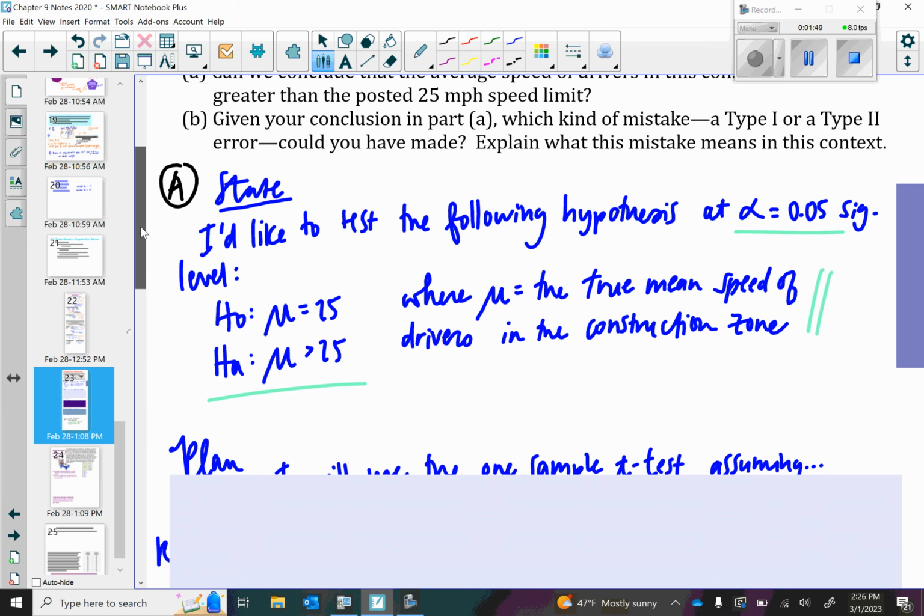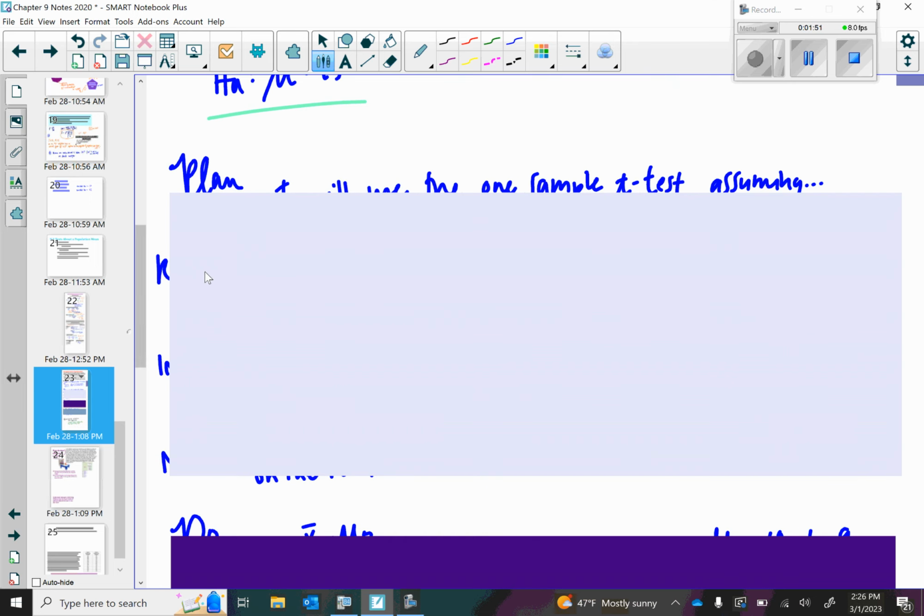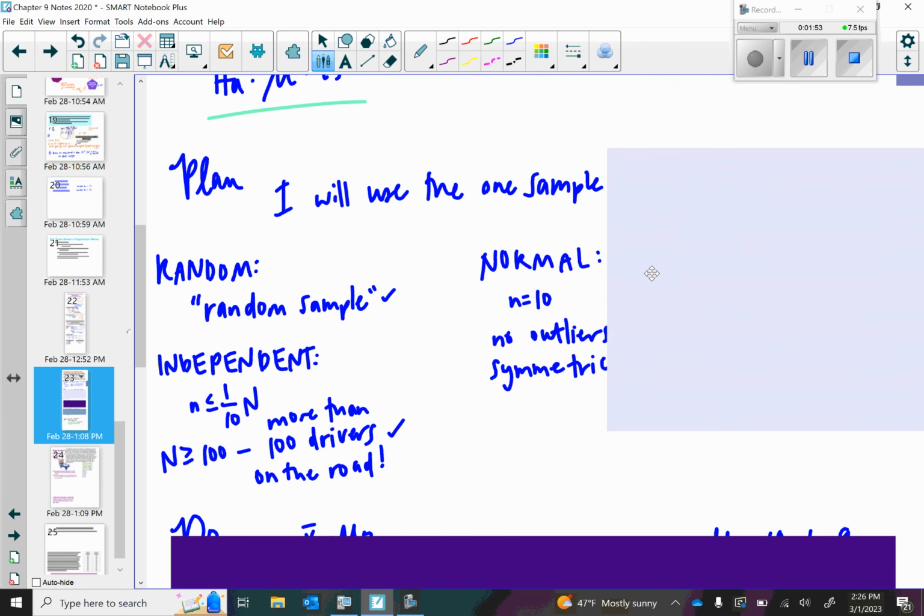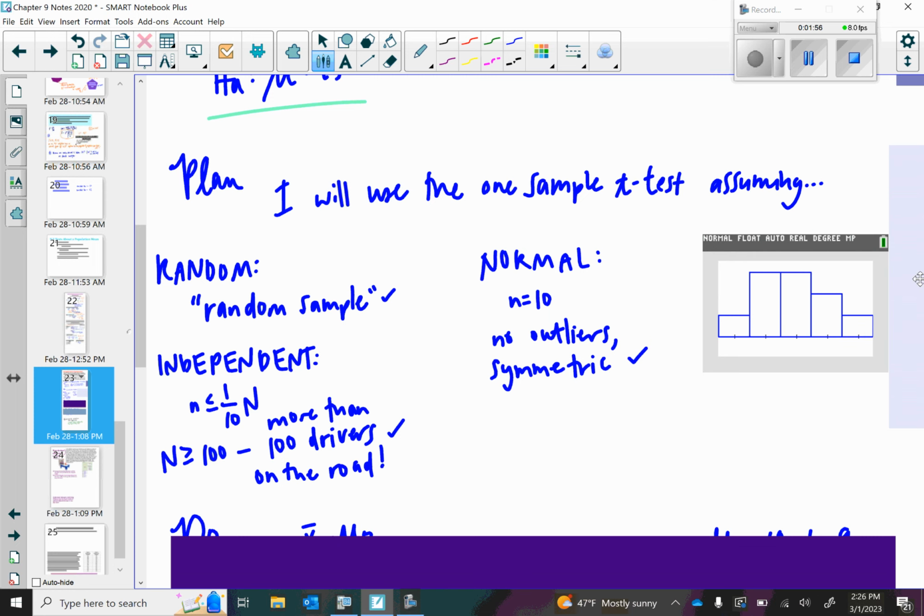In our plan, we need to say what we are going to use and check our conditions. So we will use our one sample t-test, assuming random, normal, and independent. Random is, of course, the easiest to check. There is a random sample. Independent, our 10% condition. If our sample size was 10, our population has to be at least 100, and our population is drivers on the road. Yes, there are more than 100 drivers on the road.